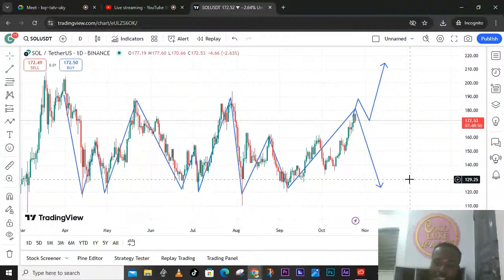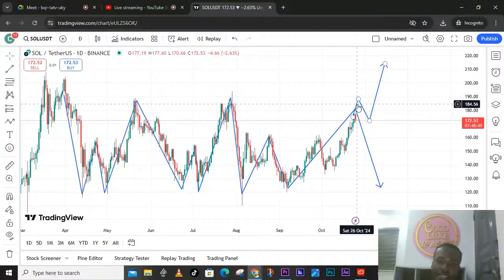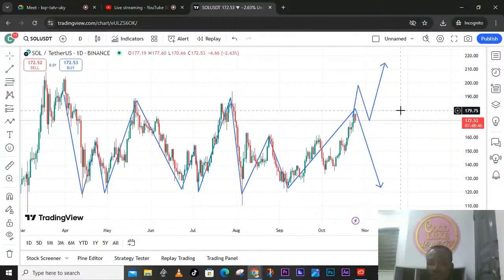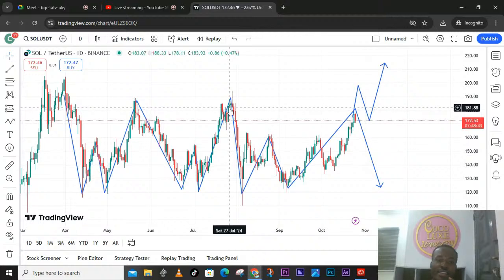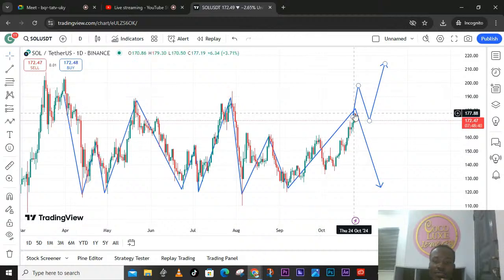But it might still break higher like this. But we are trading the chances that have happened here and here, that it might likely happen here as well. That is what we are trading. Do you understand? Yes. So that is basically what we look at when we trade.